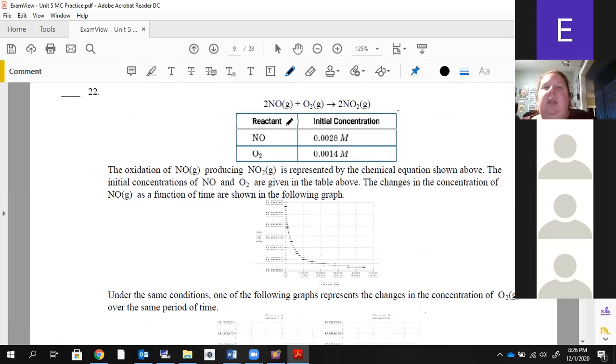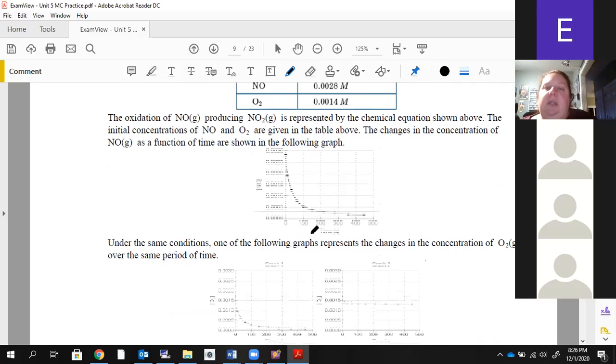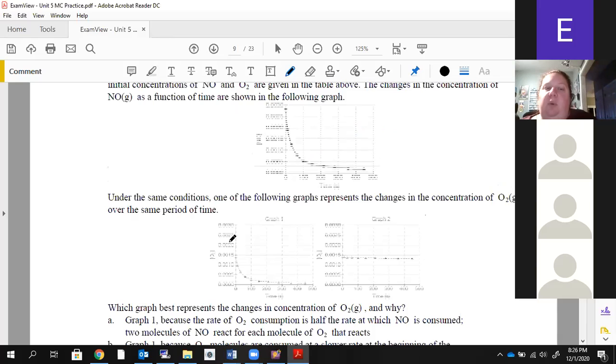because of the stoichiometric relationship from our balanced equation. If my concentration of NO is going down, my concentration of O2 is also going to go down, because every NO needs to react with O2. Since it's a 2-to-1 relationship, NO is going to get used up twice as fast. So between these two graphs, graph number 1 shows me that half as fast relationship of that concentration changing at the same time.